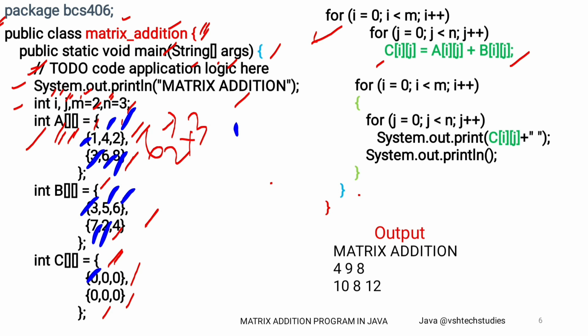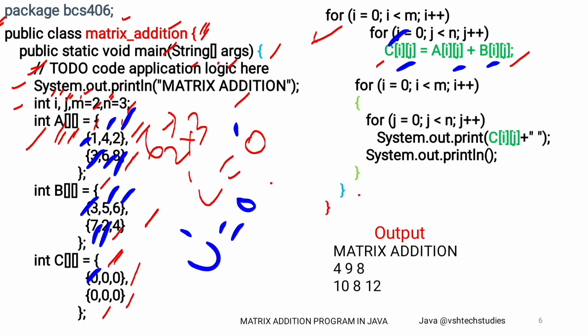First i is made 0. So i is 0, and j is made 0 the first time. Then C of i j, that means C of 0 0, equals A of 0 0 plus B of 0 0. That is, the first row first column element of A is added with that of B and it is stored in the corresponding memory location of C.